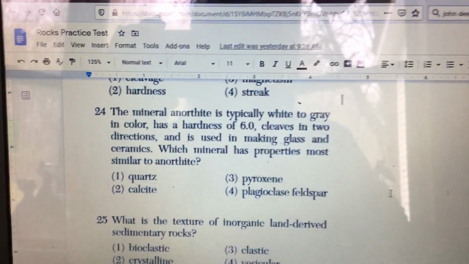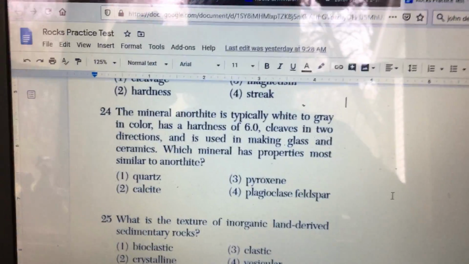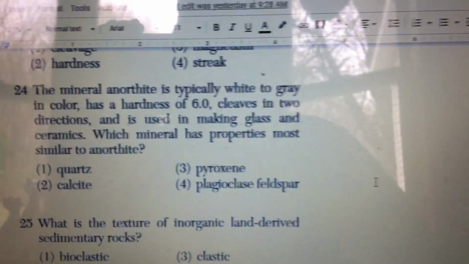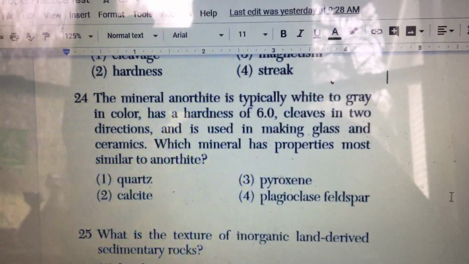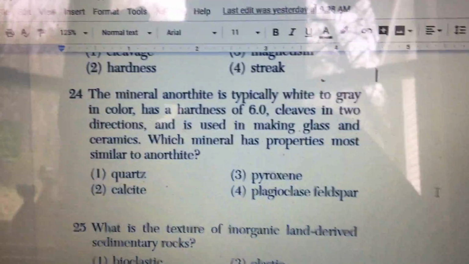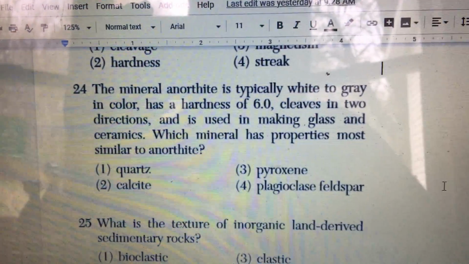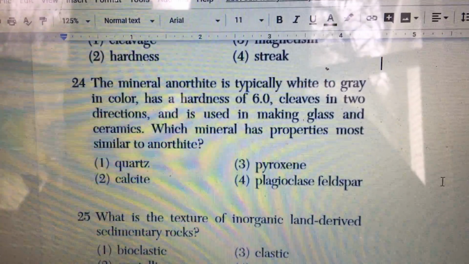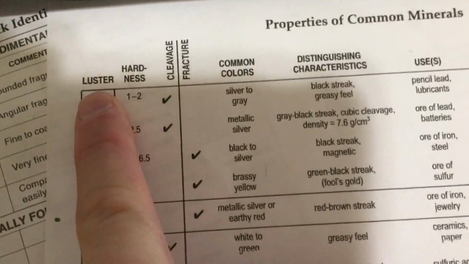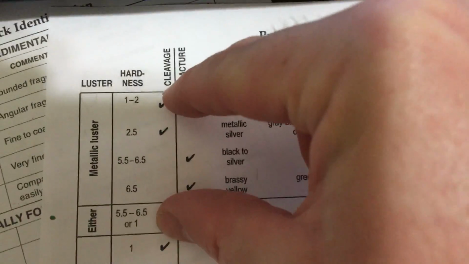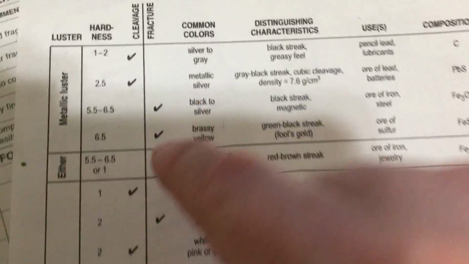All right, 24. The mineral anorthite. Now, anorthite is not one that's on this mineral list. So they're going to ask us what is similar to this: white to gray in color, hardness is 6, cleaves in 2 directions, and is used in making glass and ceramics. So what mineral does that most sound like? I like to go from left to right on this. They didn't give us a luster, so right away we don't know if we're up here or down here.